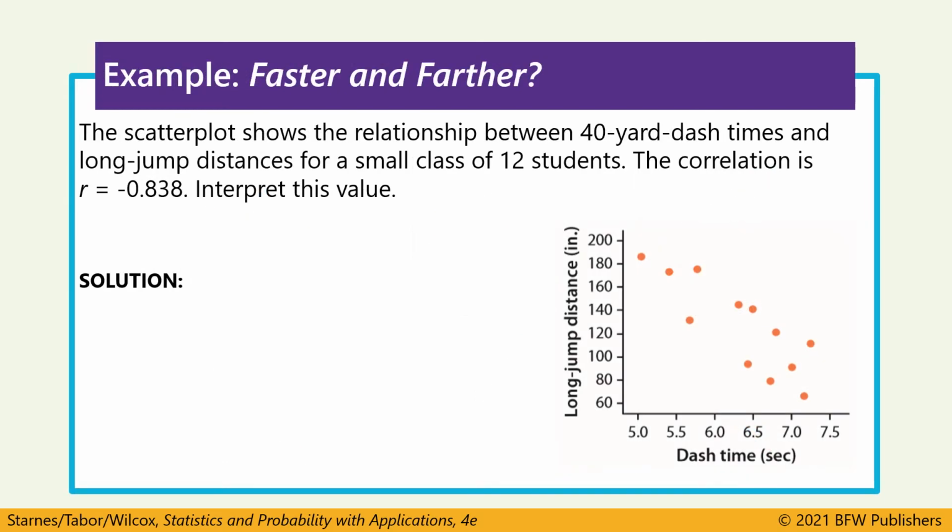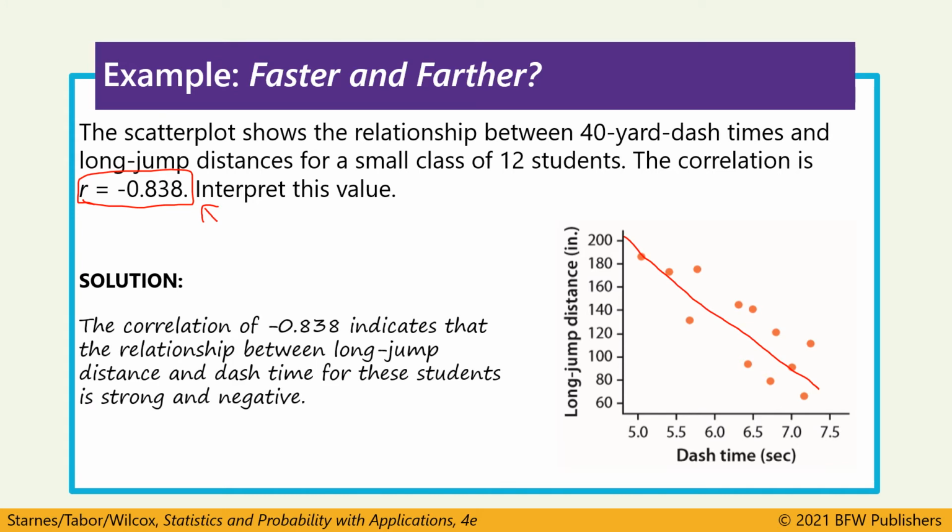So here's the scatter plot that we were introduced to in the last lesson, showing the relationship between 40-yard dash times and long jump distances for a class of 12 students. It tells us that the correlation is -0.838, and it asks us to interpret this value. So the fact that it's negative tells us that it's going downhill. So we would know it was a downhill association even if we didn't see the scatter plot. And the other thing it tells us, since this value is somewhat close to -1, it's telling us that those points are not too spread out. So if we were to write that into a sentence, the correlation of -0.838 indicates that the relationship between these two variables for these students is strong and negative.